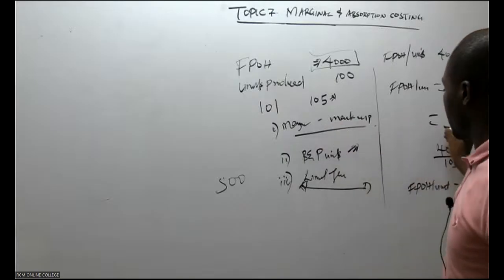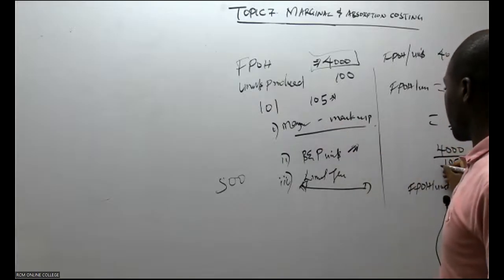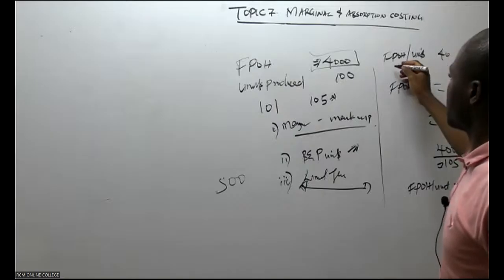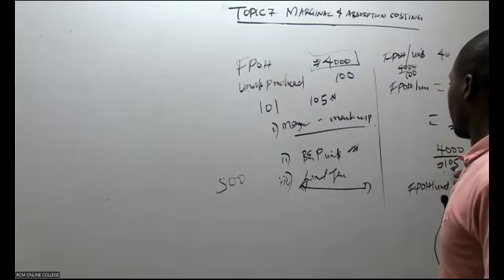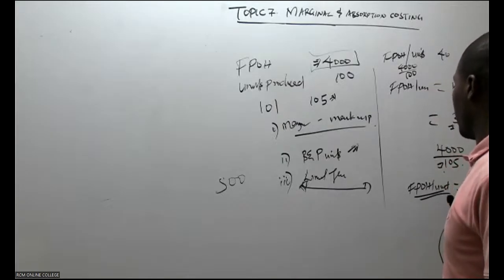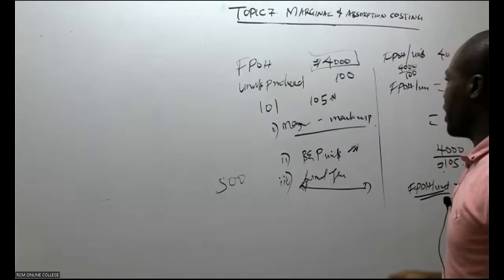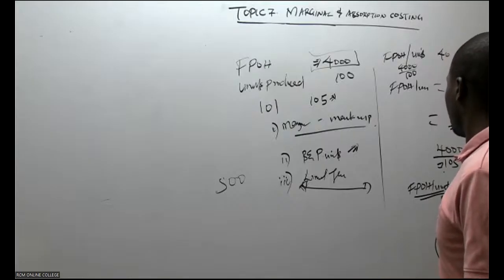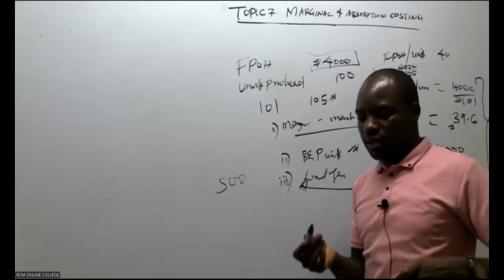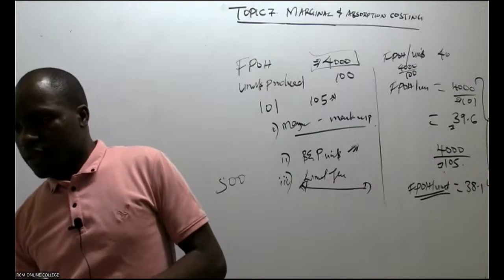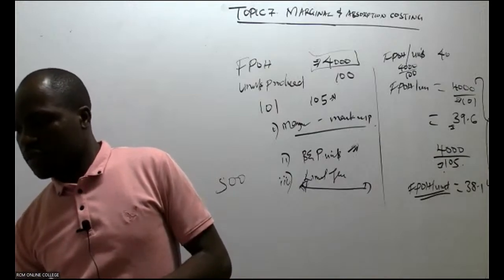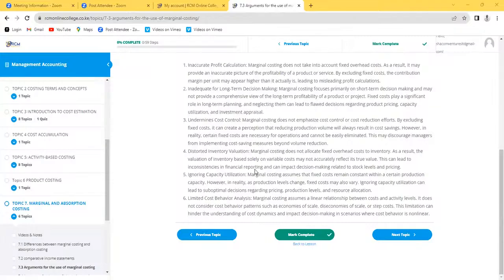That is what we need to understand here. So as the quantity increases from 100 to 105, the fixed production overhead per unit is reducing. And the reduction is beneficial to the company because it is helping them to increase their final profit. Then if you move forward, those are some of the arguments for and against marginal costing.